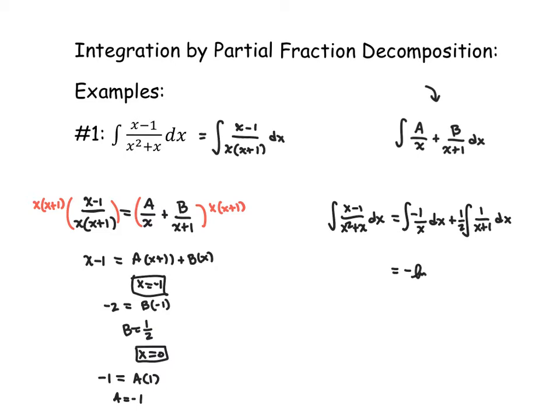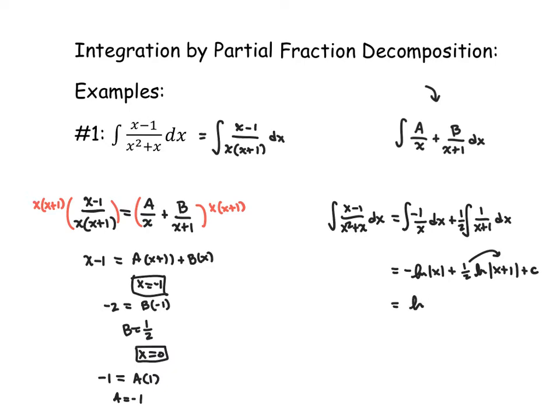The first will be negative natural log of x. The second will be 1/2 natural log of x plus 1. This is an acceptable form. I could also compress it. If I brought the 1/2 in, that would be natural log of the square root of x plus 1.